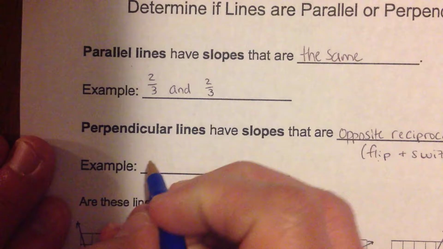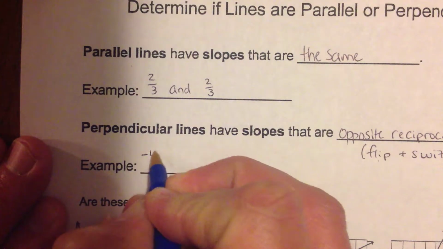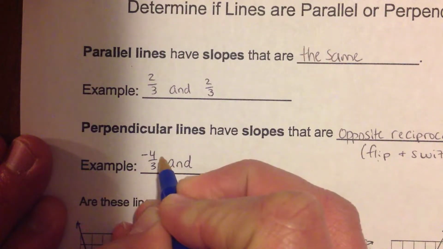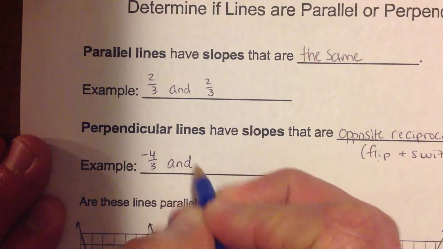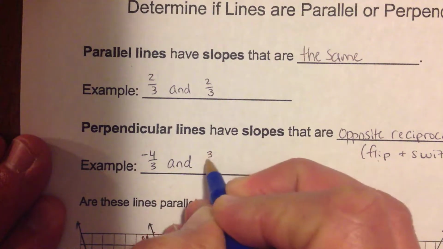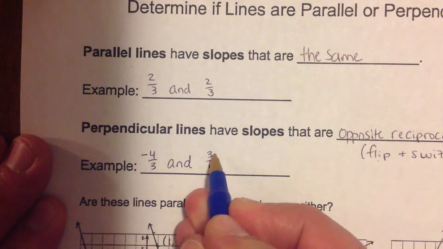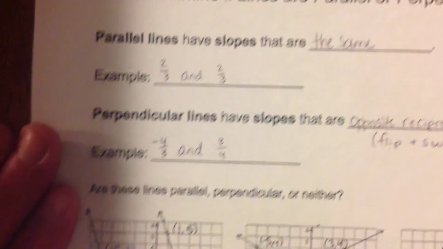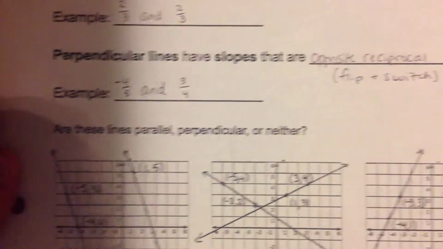So for example, let's say we have a fraction of -4/3, and we need the opposite, and we also need to have the reciprocal. So the opposite makes it positive, the reciprocal flips it upside down, so it's going to be +3/4. So if the slope is -4/3 and the other line has a slope of 3/4 positive, those are going to be perpendicular lines.